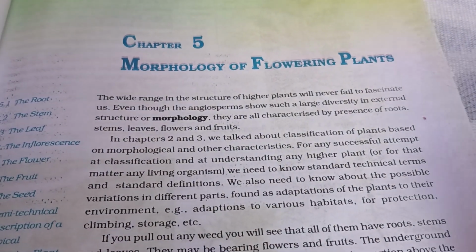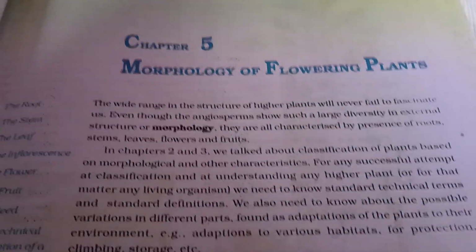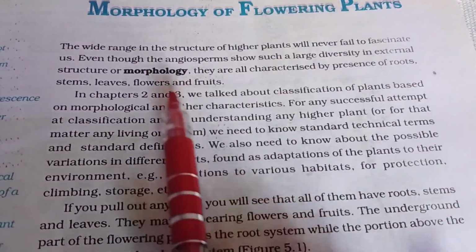Now we will do Unit 2 of Class 11th Biology NCERT in one shot. So let's start with Chapter 5, that is Morphology of Flowering Plants.